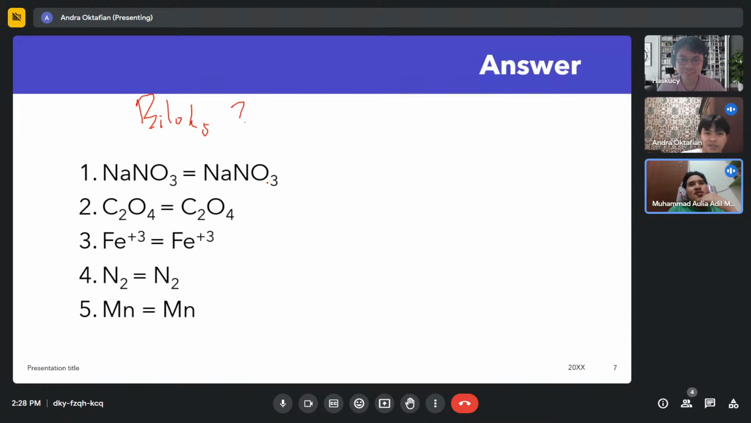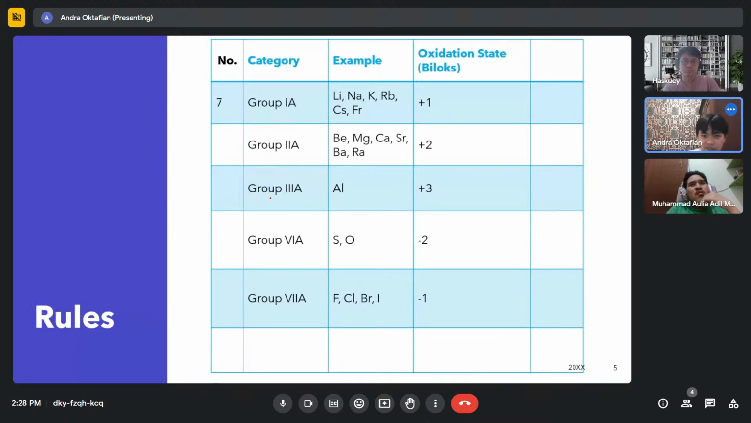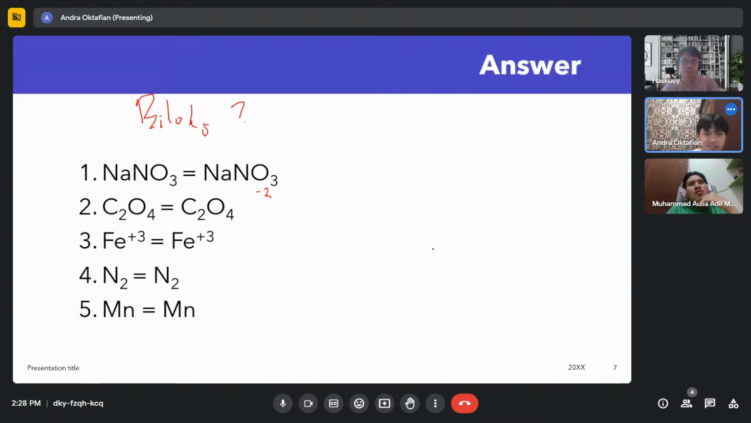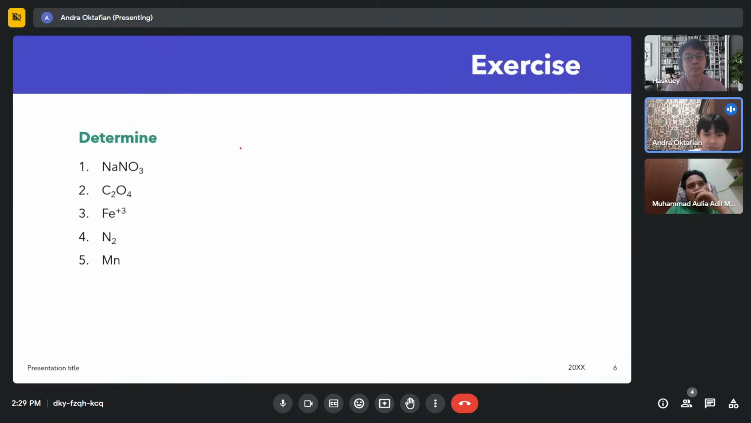So, you see oxygen, the first one here. It should be -2, because we have the rule that group 6A should be -2 in oxidation state. Then you can multiply the -2 with the number of oxygens, so it should be -6.